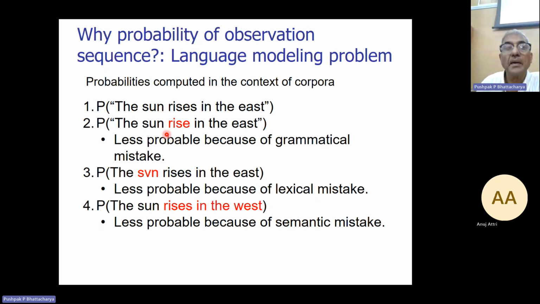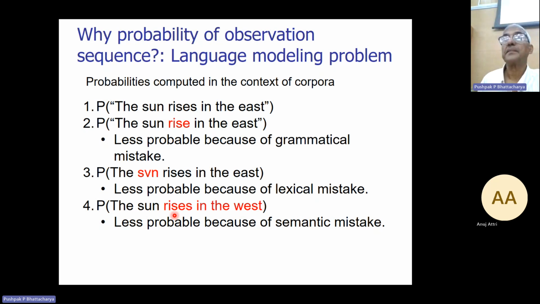When I come to the last sentence, the sun rises in the west will have very low probability because normally the sun doesn't rise in the west, except maybe in some fairy tale or mythological discourse, where some god made the sun rise in the west. Since this is not occurring in the corpus, it has low probability, and then we say that something is wrong here. What is wrong? The semantics is wrong. The meaning is wrong.